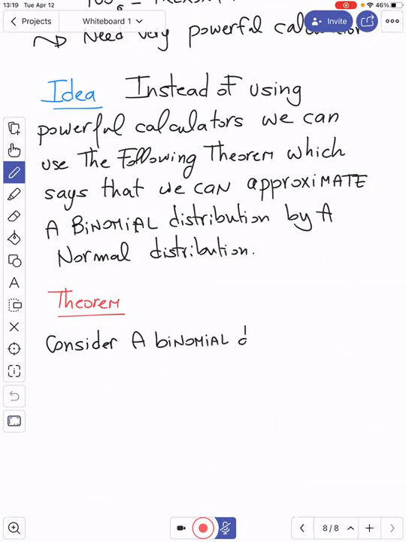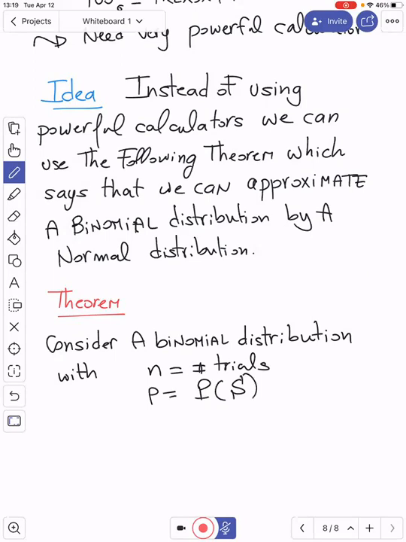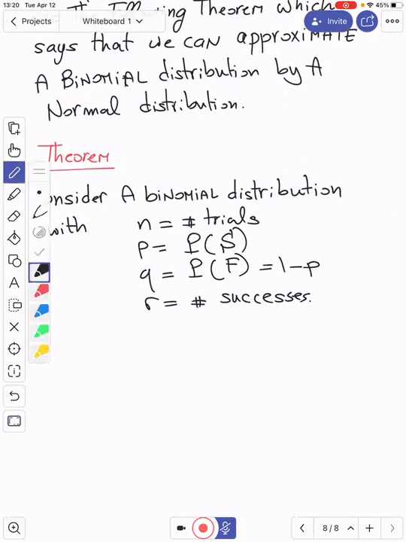Now, in a binomial distribution, you have N, P, Q, and R, with N the number of trials, P the probability of success, Q the probability of failure, and R the number of successes. Then, well, there is actually a condition here.